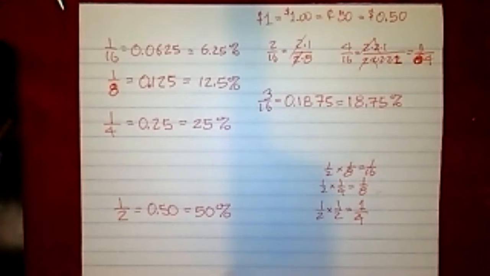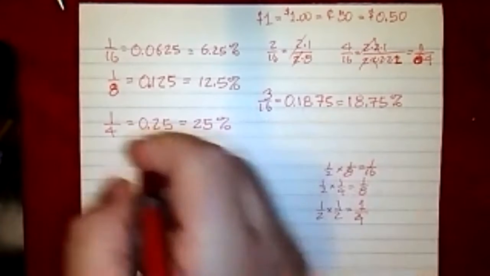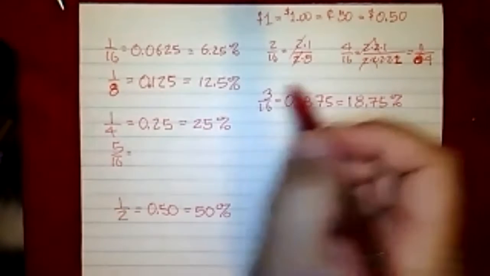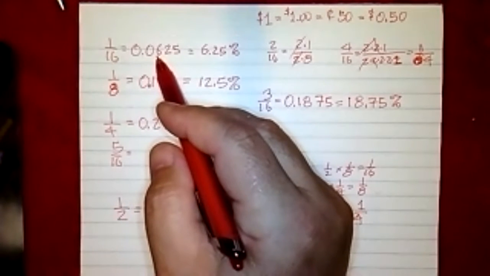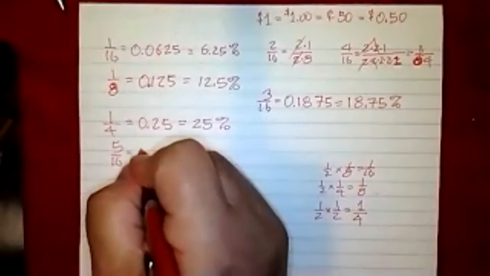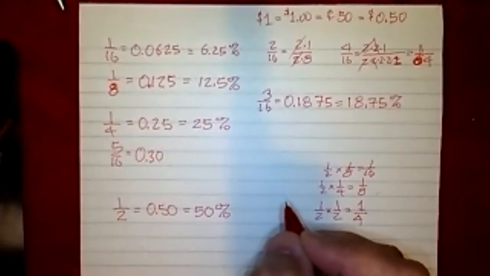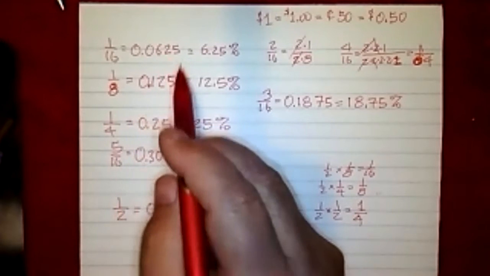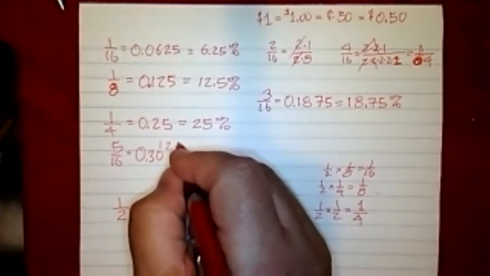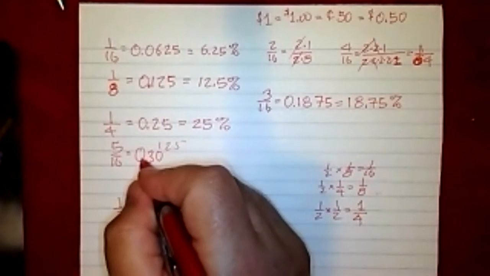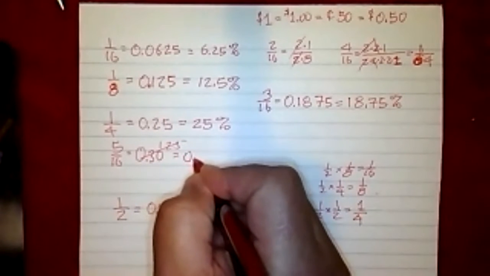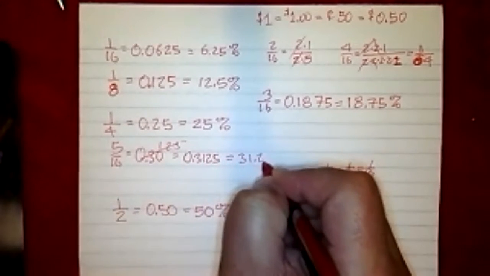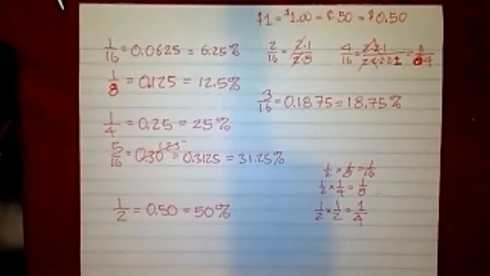So what about, that was 4/16. What about 5/16? Well, 5/16 is just 5 times 1/16. So 5 times 6, of course, is 30, so that's 0.30. But then 5 times 25, that's 5/4, that's $1.25. So that's actually going to put a 125 here. So in fact, it's 0.3125, or 31.25%.